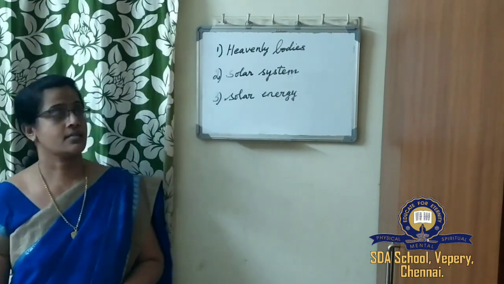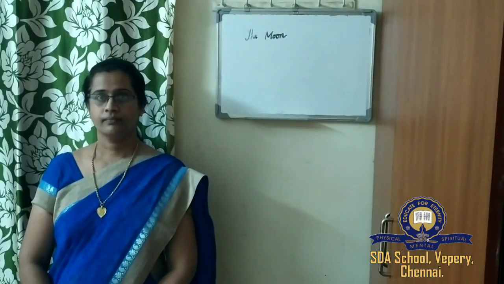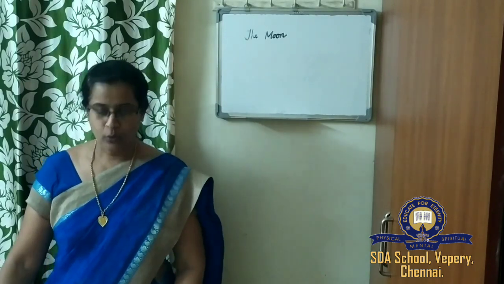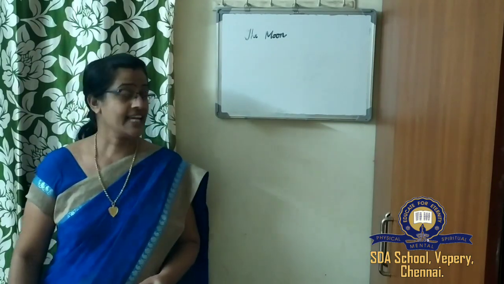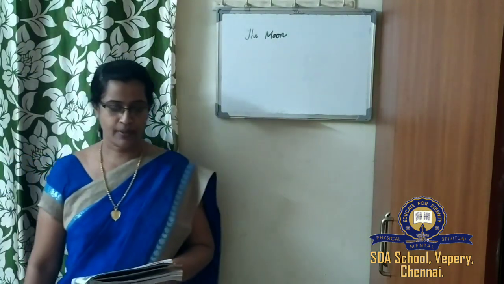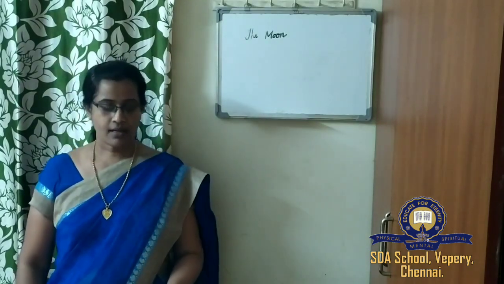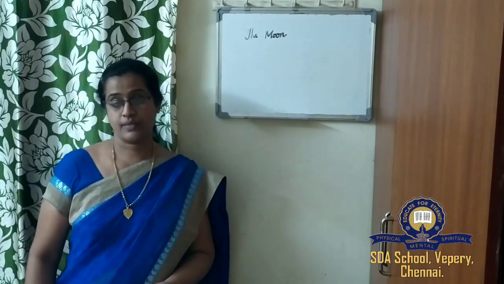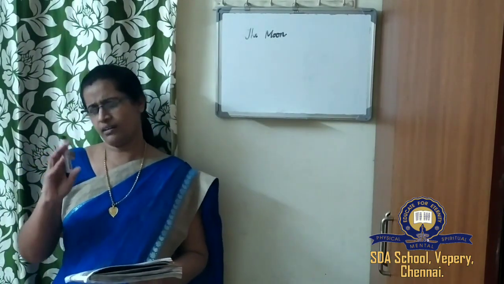Next we are going to see about the moon. The moon is round like the sun and it is the closest neighbor of the earth. Seen from the earth, both the sun and the moon appear to be the same size. However, the moon is much smaller than the sun.